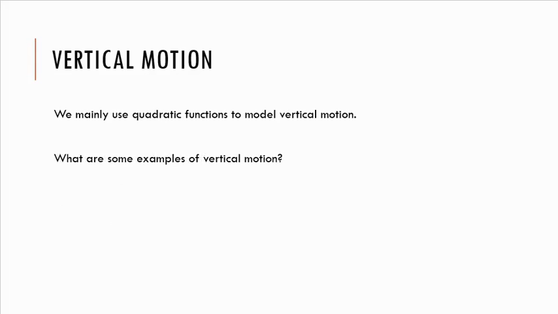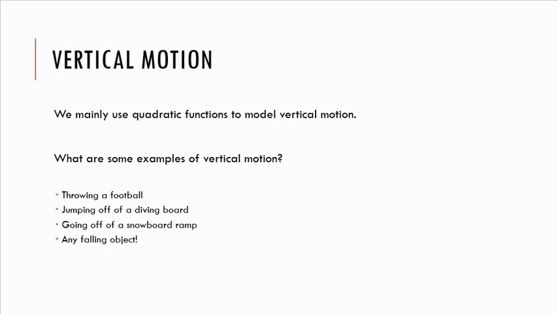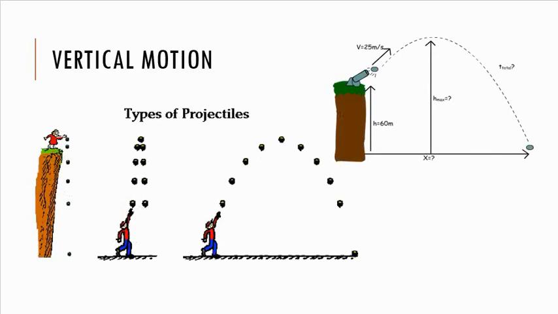So what are some examples of vertical motion? So like I said, throwing a football up in the air, jumping off of a diving board and going straight down, going off a snowboard ramp, how long would it take to fall straight down? And any falling object, really, dropping something or something falling from a tree or the top of a building, anything like that. So here are some diagrams to show you some examples of vertical motion.